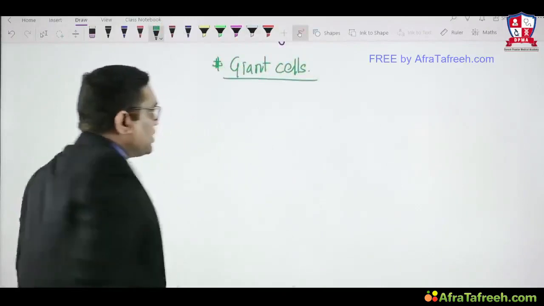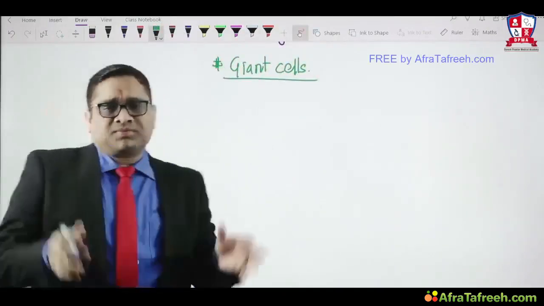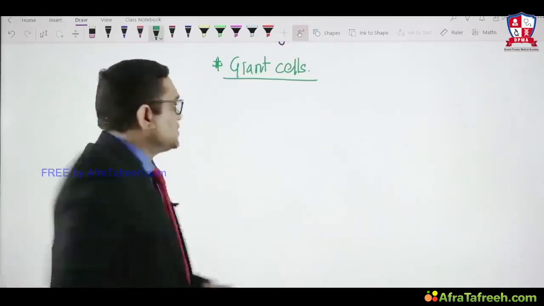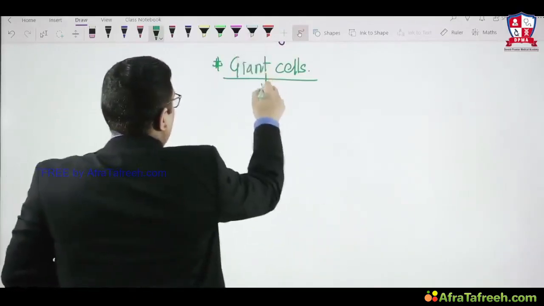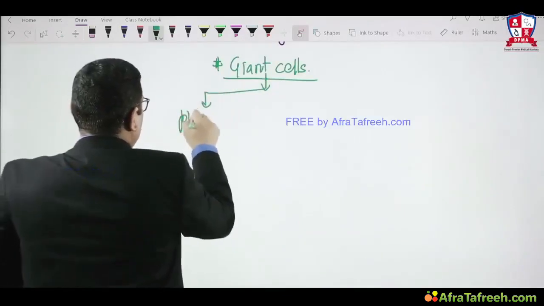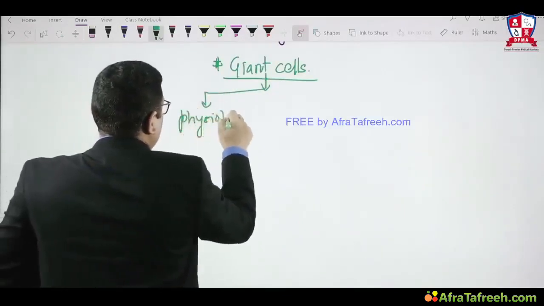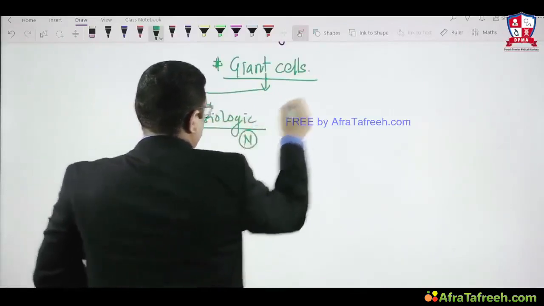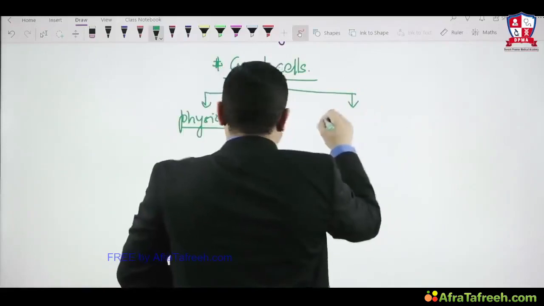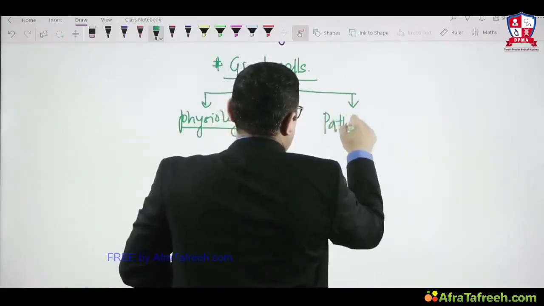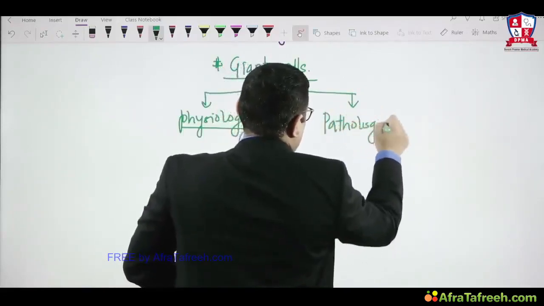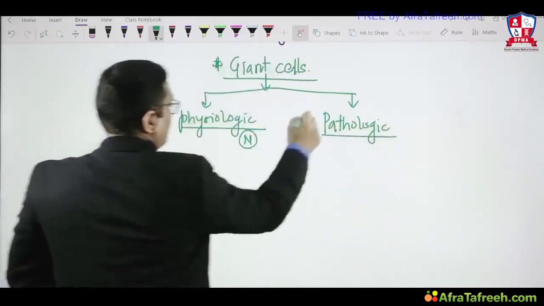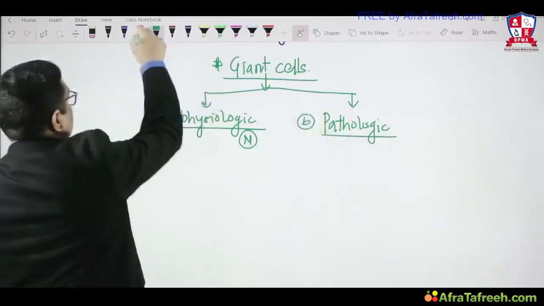In our human body, we have two types of giant cells, physiological and pathological. So we are dividing giant cells into two broader categories: physiologic giant cells, which are normally present in our human body, and pathologic giant cells, which are seen in pathology only. So these are the two types of giant cells.